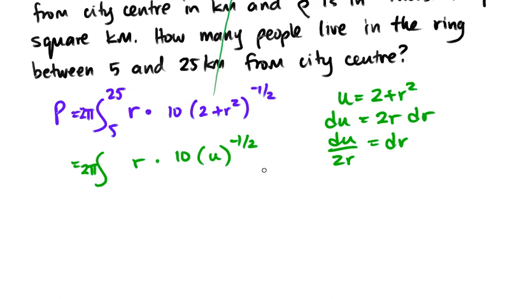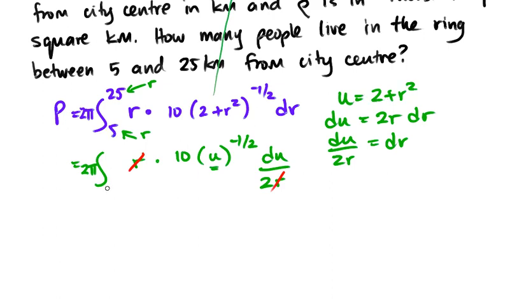And I need to make sure that I change these limits of integration, because these are r values, and now I'm going to start dealing with u values. I also forgot the dr, not doing well today. And this dr is now du over 2r. So some stuff cancels, the r's. Some stuff needs to get changed. u is now 2 plus r squared.